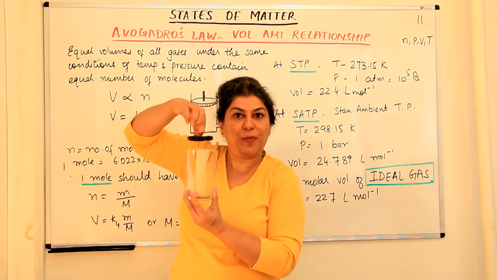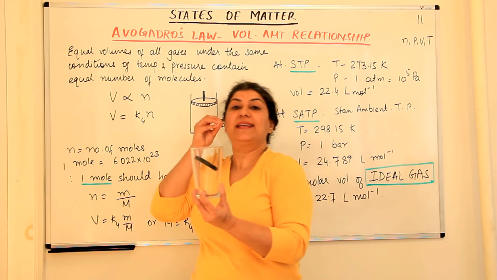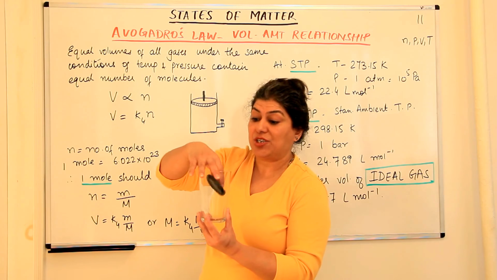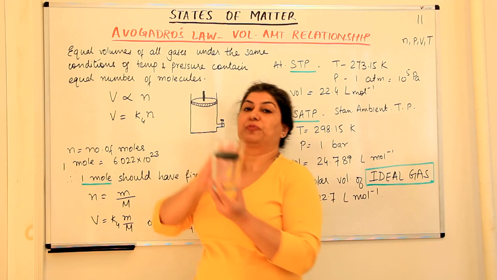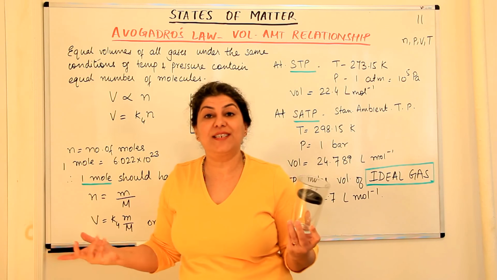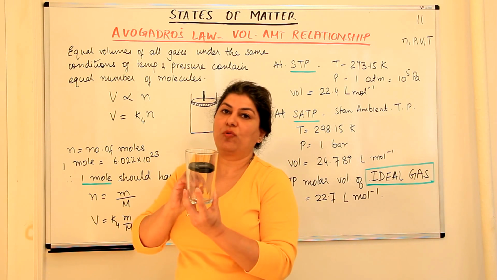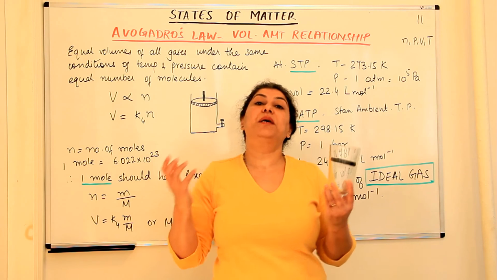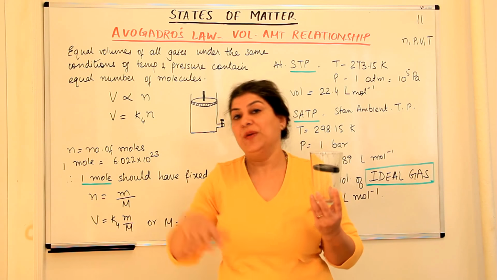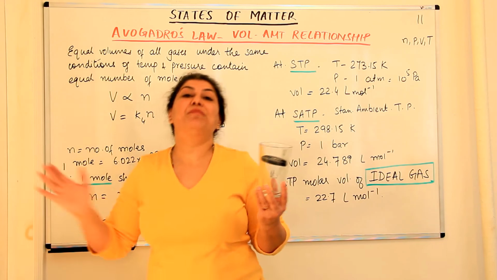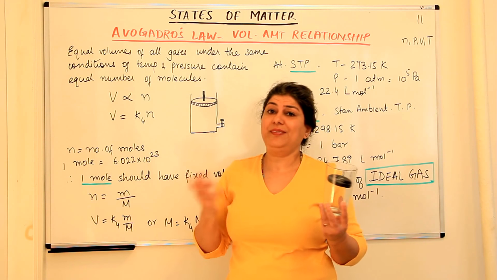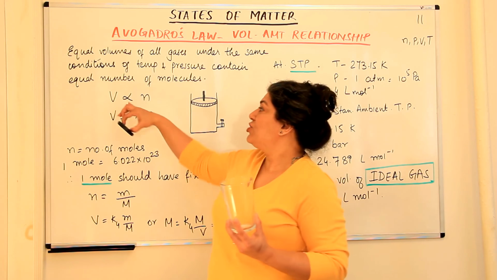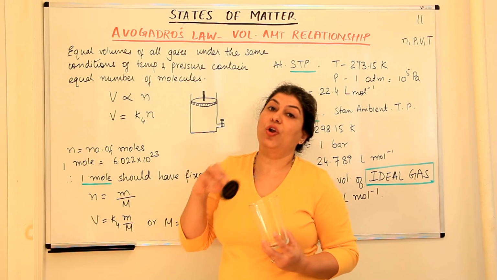The volume automatically went up when you added more molecules, because in order to maintain the same pressure, the number of molecules per unit volume should remain constant. So when you add more molecules, the volume increases in order to have the same number of molecules per unit volume, so that you have the same number of bombardments in the jar. So the volume increases. So this is Avogadro's law.